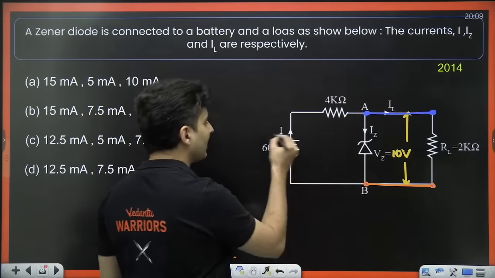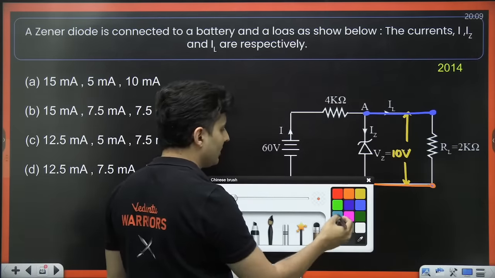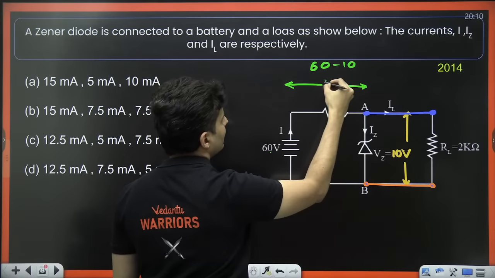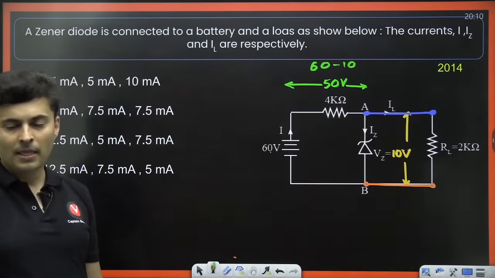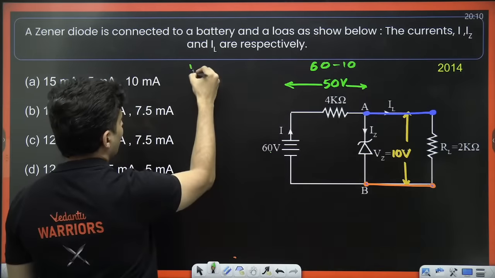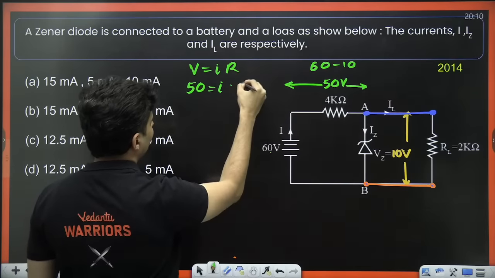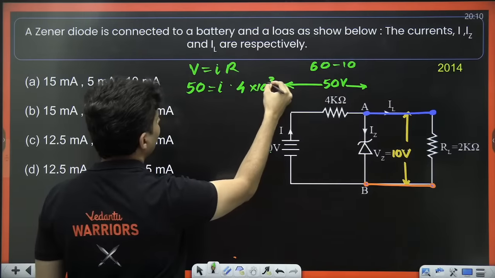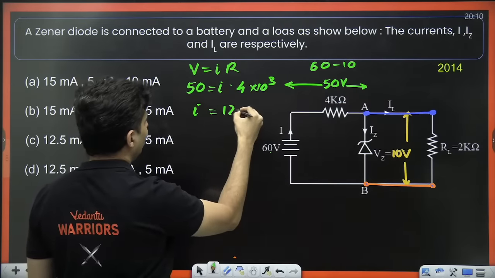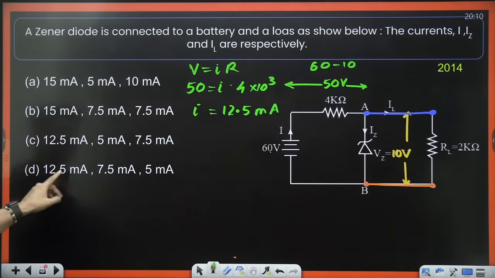So out of 60 volts, which was given as input, 10 volts is across the Zener diode. Naturally, my dear students, the remaining voltage, how much? 60 minus 10, which is 50 volts, will be across the 4 kilo ohm. Correct? Yes or no, my dear students? Very nice. So using V is equal to IR, voltage is 50, current is I, resistance is 4 kilo, 4 into 10 to the power 3. So current I over here will be 50 by 4, which is 25 by 2, which is 12.5, but this will be milliamperes. 12.5 milliamperes. I can see option C and option D over here, which has 12.5.